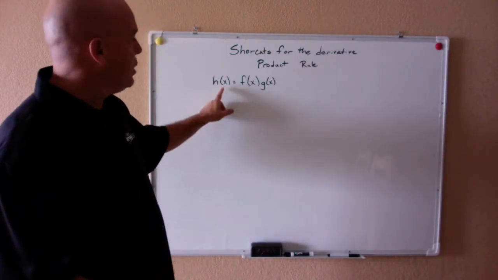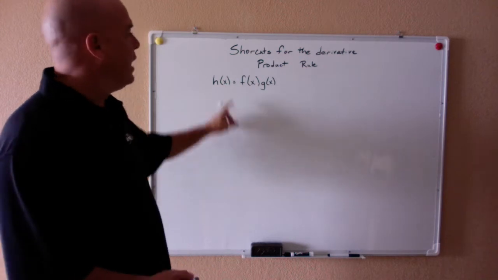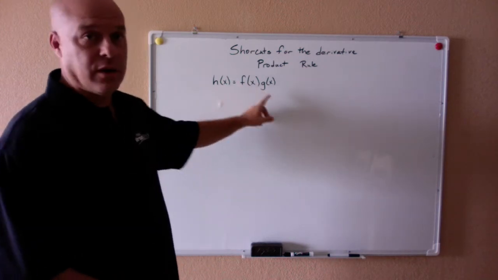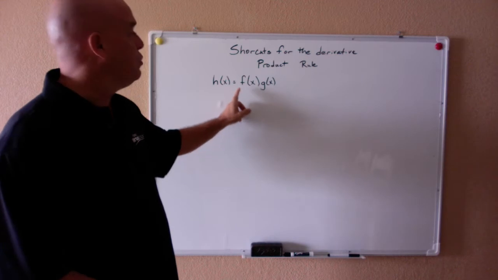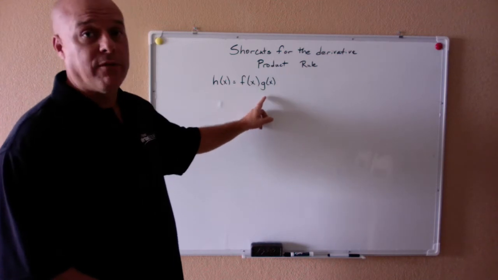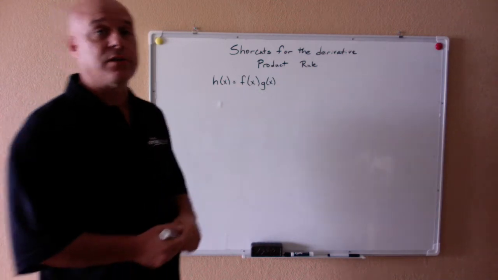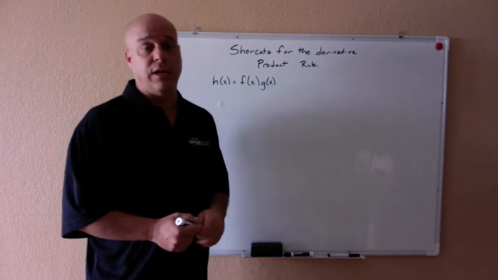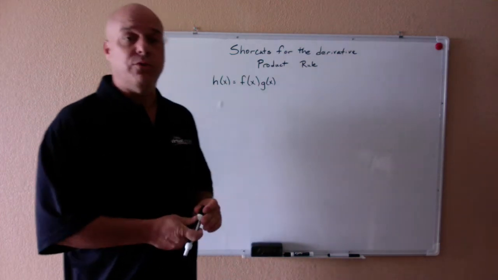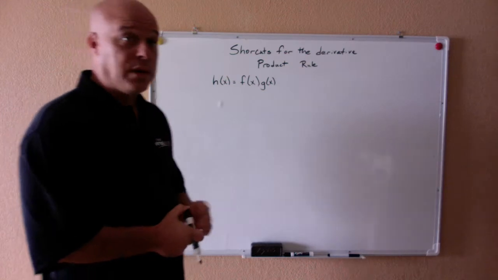So we've got a function here, we're going to call it h of x, and h of x is going to be equal to the product of two functions. One of them we'll call f of x and the other one we'll call g of x. And we're going to go back to the limit definition again. We're going to see if we can prove what the derivative of this is going to be.